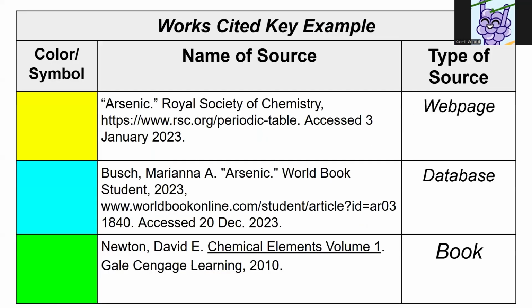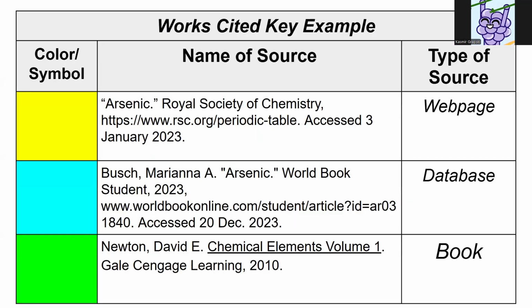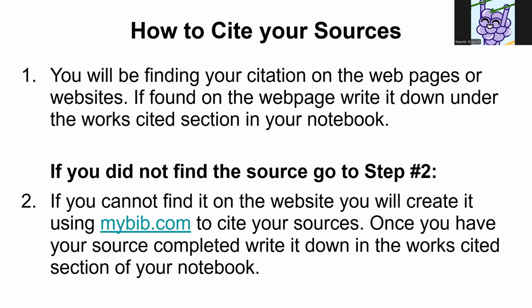So, our works cited key, you want to do this as you're finding resources, right? So for your first notebook check, you will need to have 2 resources completed. That means you will need to look through the whole resource and gather any and all relevant information for your project. Okay?